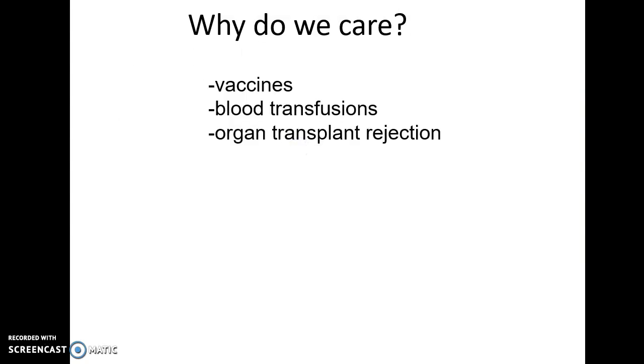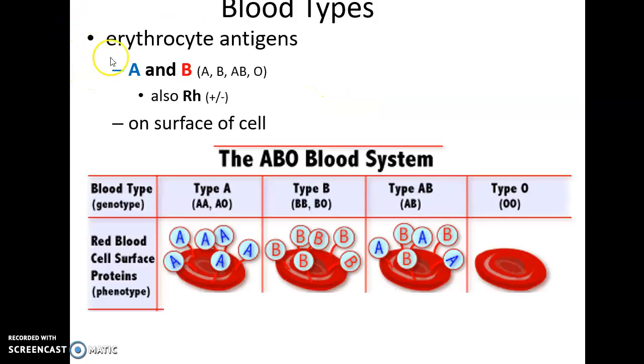Well, vaccines allow us to produce antibodies without actually having to get sick. Blood transfusions, because if you get the wrong kind of blood, so if you're of a certain type and you get the wrong type, that can cause an immune response that'll lead to death. And organ transplant rejection. If you're getting an organ transplant, you need it to match so your immune response doesn't attack it. So antibodies on erythrocytes, they have structures on their surface. Some of these structures are called A, some are called B, giving us the AB blood types.